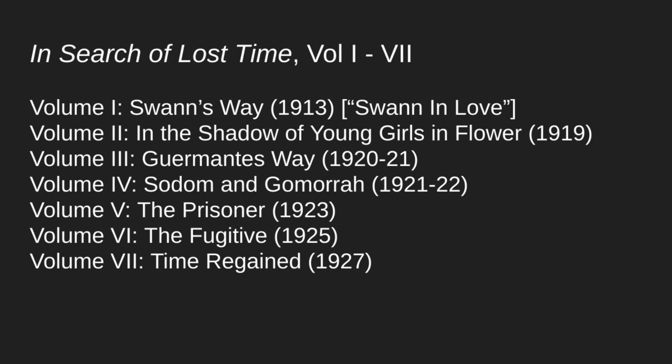Now, in the second volume, which was published in 1919, In the Shadow of Young Girls in Flower, this is young Marcel, who's now going through adolescence. So if the first volume deals with his very young childhood, the second volume deals with his adolescence, when he is hanging out with a group of young girls who are also going through adolescence at the beach, and he's having a wonderful time. He's in love with all of them. But then his love interest narrows down to one particular girl, Albertine, and she becomes his main love interest throughout the narrative.